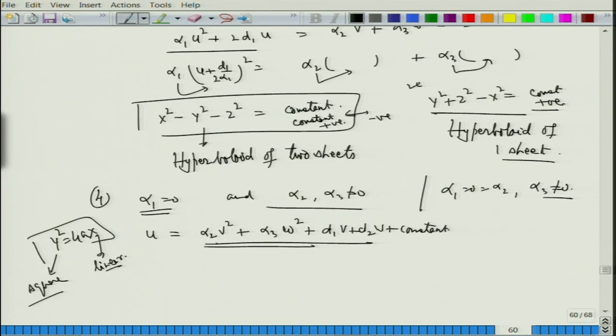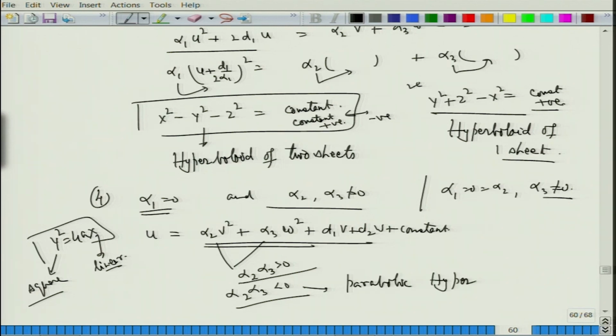Further, if I look at these two, if alpha 2 and alpha 3 are positive, that is one case, or alpha 2 and alpha 3 are of opposite sign. So, I should not write alpha 2, alpha 3 positive; alpha 2 into alpha 3 is positive or negative, and accordingly the direction will change. So, there are two cases, one is positive, the other is negative. This will give me a hyperboloid of a different type. So, this is called a parabolic hyperboloid. This will give me paraboloid itself, and this is positive. Basically, it means that I have got some sort of ellipse.